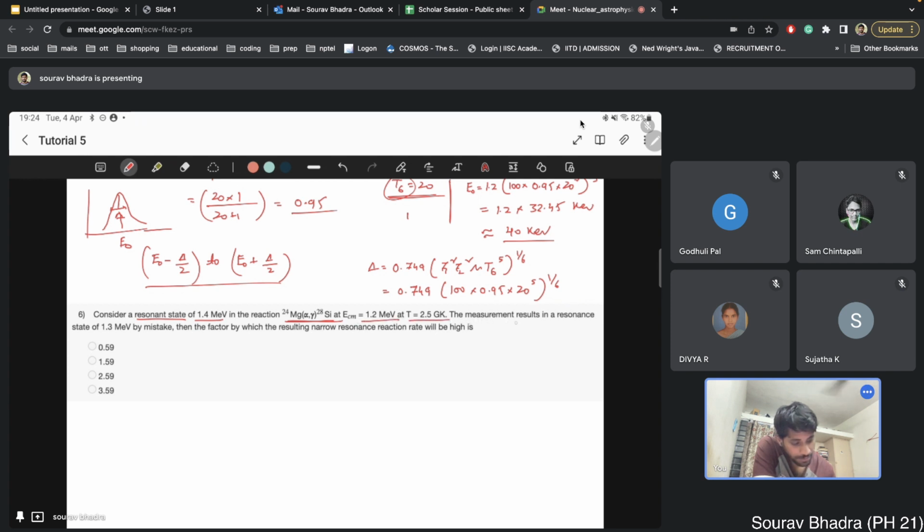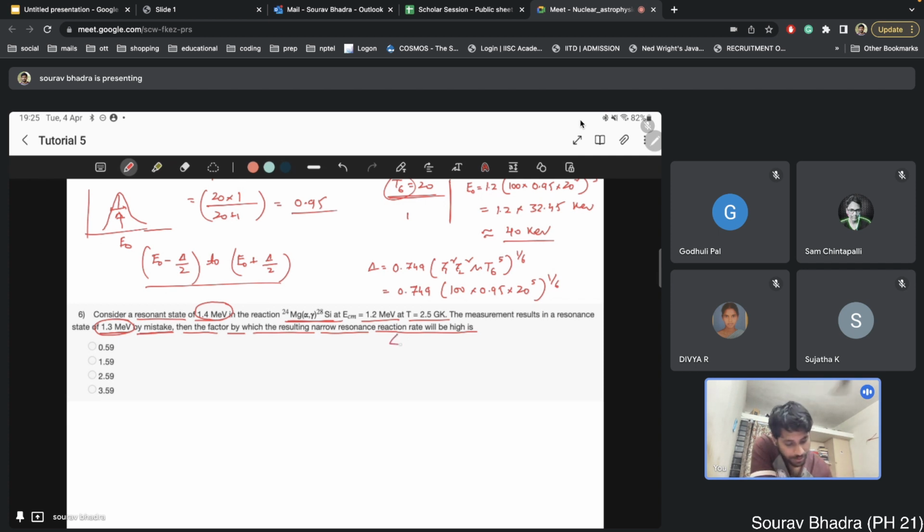The measurement results in a resonance state of 1.3 MeV by mistake. So the actual value is 1.4 MeV, but by mistake someone has calculated this as 1.3 MeV. Then, the factor by which the resulting narrow resonance reaction rate will be high.